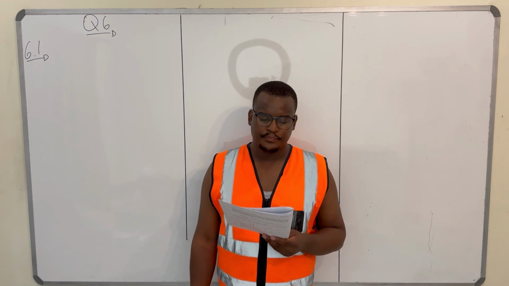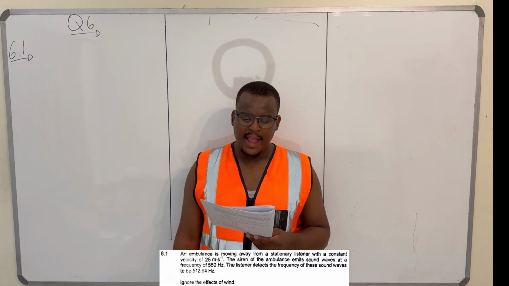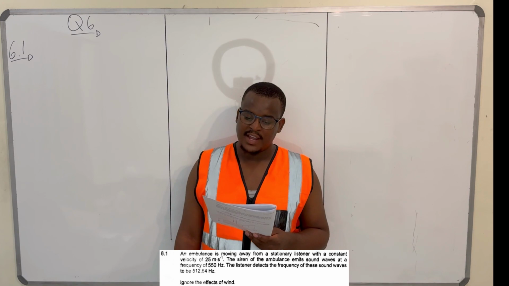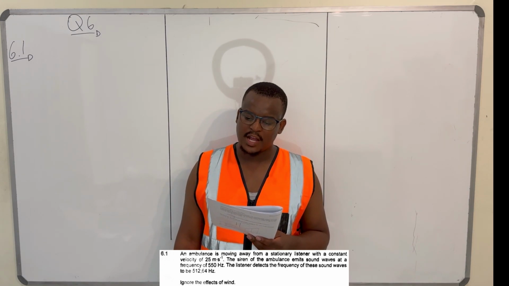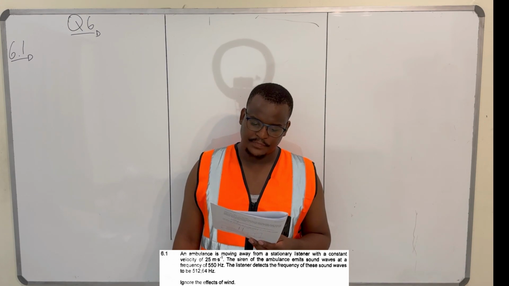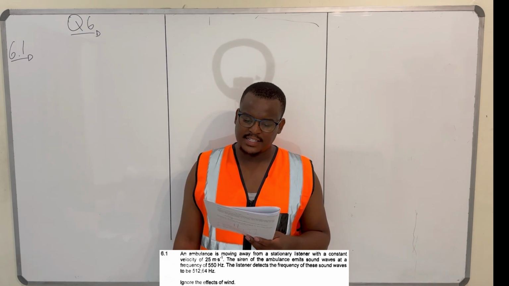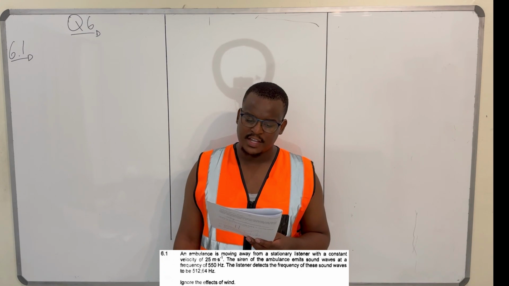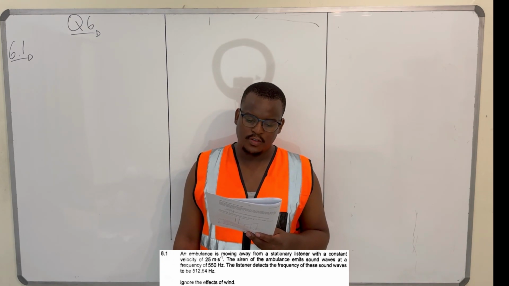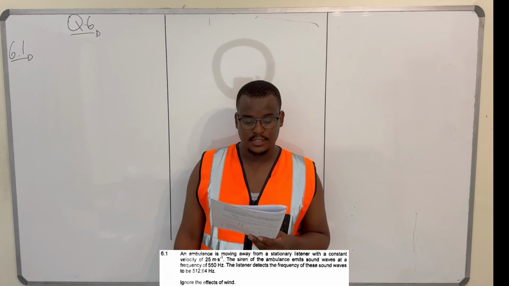So let's go. 6.1. An ambulance is moving away from a stationary listener with a constant velocity of 25 meters per second. The siren of the ambulance emits sound waves at a frequency of 550 Hz. The listener detects the frequency of these sound waves to be 512.64 Hz. Ignore the effects of wind, right?